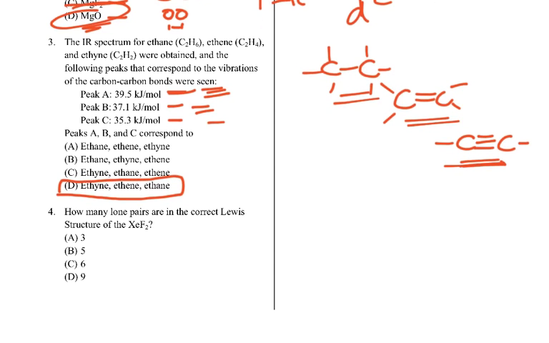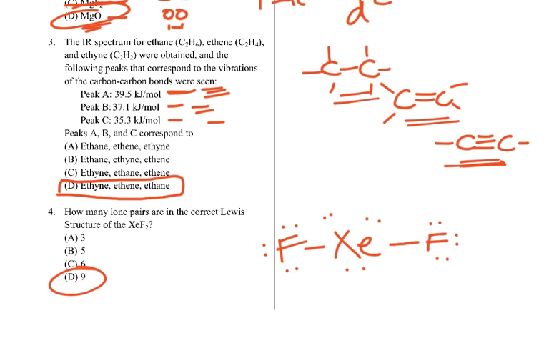How many lone pairs are in the correct Lewis structure for xenon difluoride? Xenon has 8 valence electrons. It takes 1 to hook on a fluorine, takes another 1 to hook on the other fluorine. That leaves 2 out of my 8, so I have 6 left, which is going to be 3 lone pairs on the central atom, and then I have lone pairs on the outer atoms. So how many lone pairs are in the correct Lewis structure? Looks like 9 lone pairs altogether.